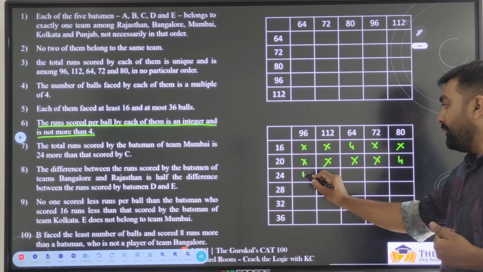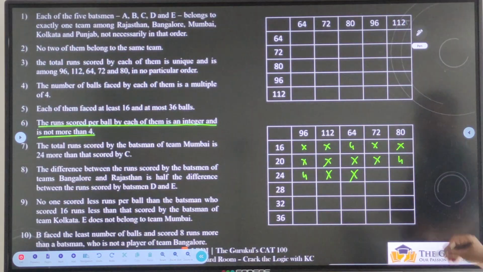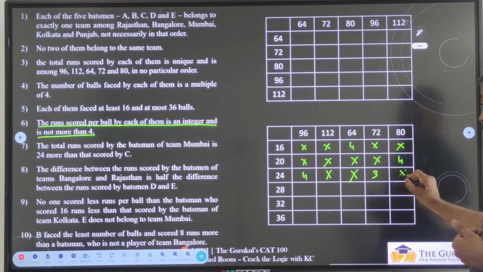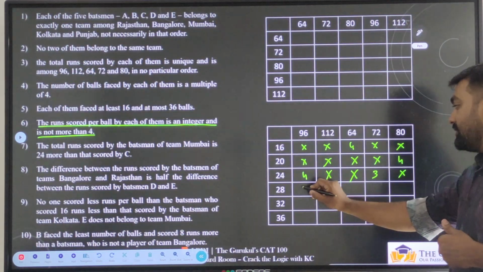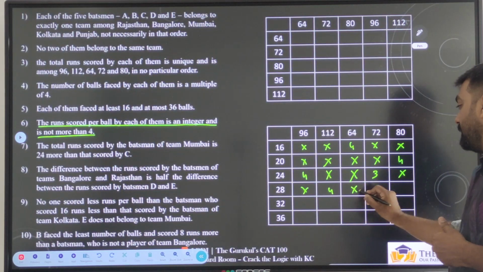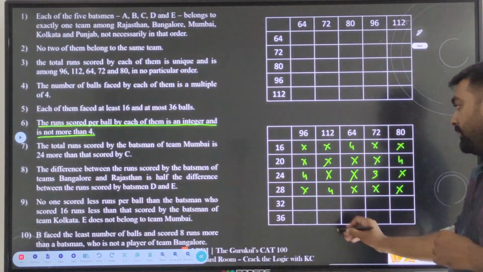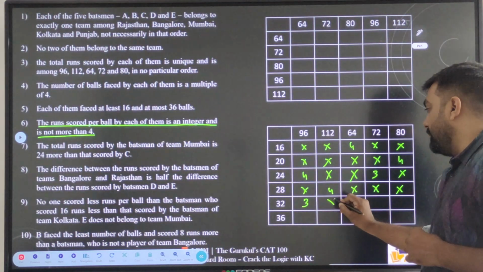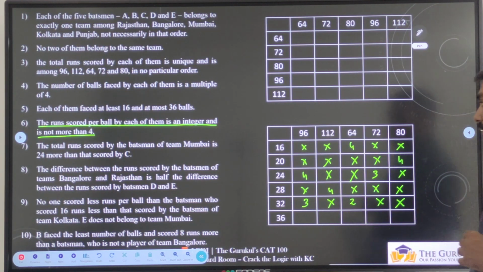Yes, this will be 4 and this is not working, this is not working. 72 by 4, this will be 3, this is not working. Very good. Check for 28. Perfect, this is not working and this will be 4, these 3 are not working. Very good. Now check for 32. Yes, 96 by 32, this will be 3, 64 by 32, this will be 2, remaining values will not work.